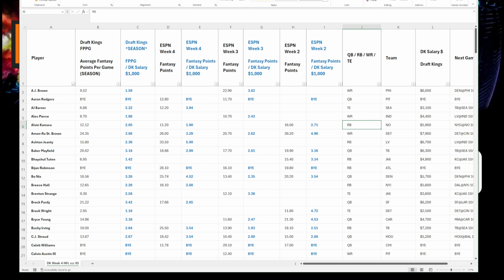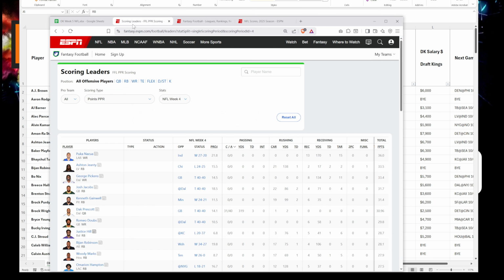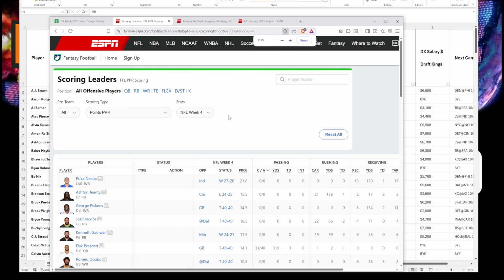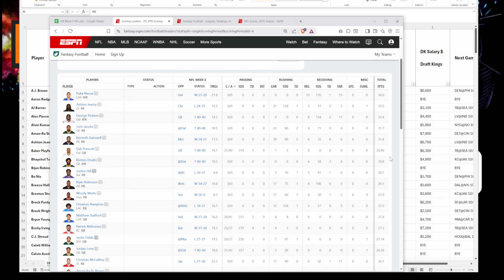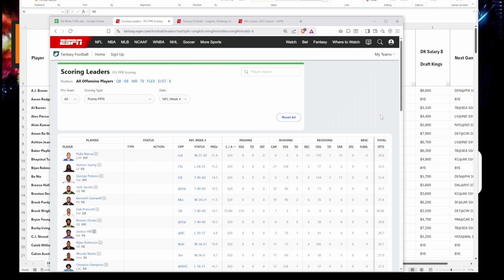So let me show you where I get the week-to-week information, which is actually from ESPN. DraftKings, I could not find. DraftKings is only publishing the average for the season, but ESPN presents it on their ESPN fantasy football website. They have weekly scoring leaders. So for week 4, you have Puka Nacua, and then total fantasy points 36. So basically I took this column and put it into the spreadsheet.